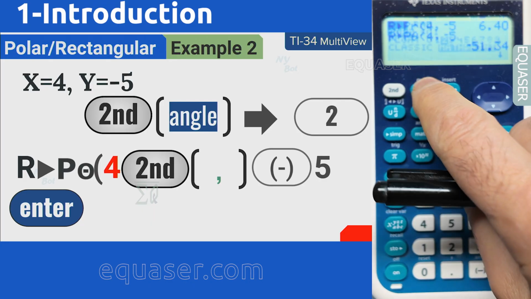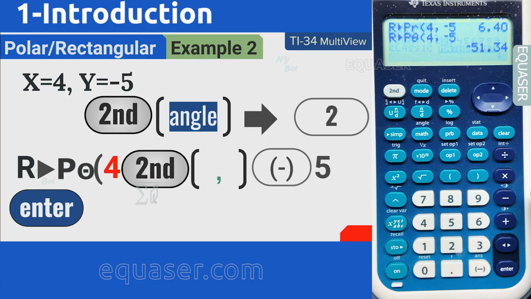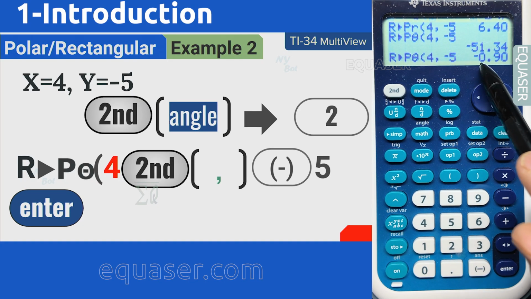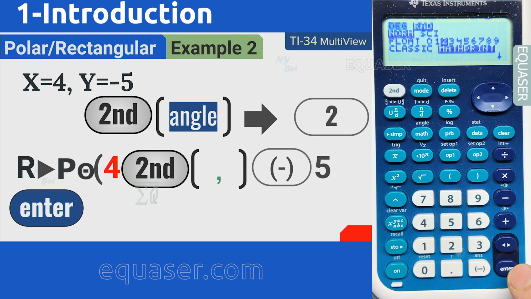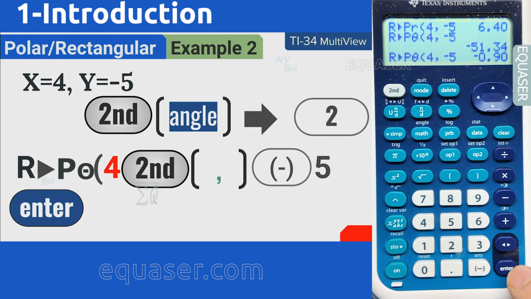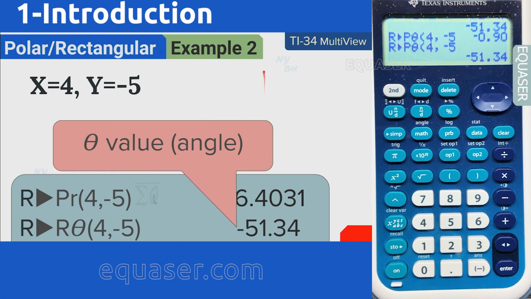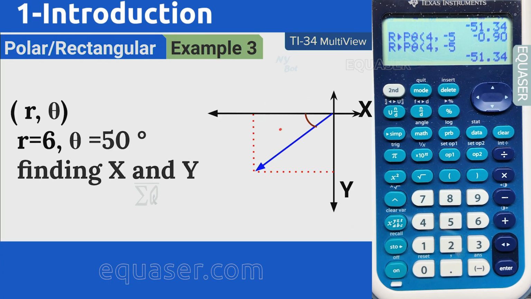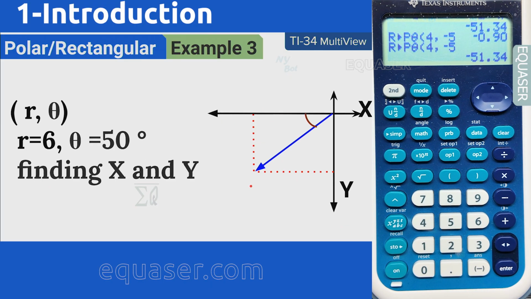If you want to change it, press mode, go to the right and press enter. Now if I press enter, the answer is -0.9 radian. Let's change it back to degree, enter, clear, and enter again. So this is now the correct value. We got theta, or the angle. Because the value for r was good, theta must be negative because it's below the x-axis, which is correct.